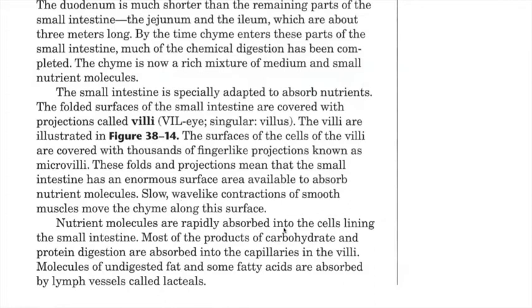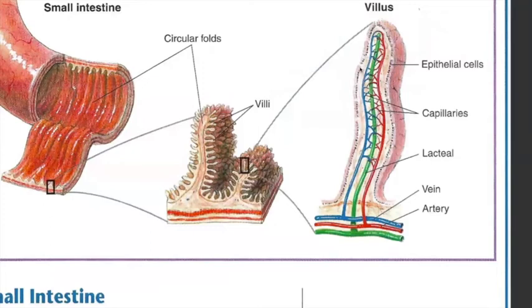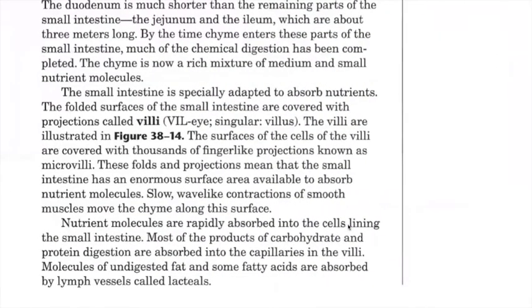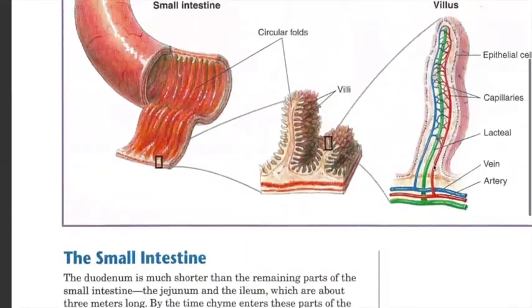Slow, wave-like contractions of smooth muscle move the chyme along the surface. Nutrient molecules are rapidly absorbed into the cells lining the small intestine. Most of the products of carbohydrate and protein digestion are absorbed into the capillaries in the villi. That's important. Those blood vessels are in the villi, not the microvilli. You are looking at a zoomed in villi. Molecules of undigested fat and some fatty acids are absorbed by lymph vessels called lacteals, which is the green thing.